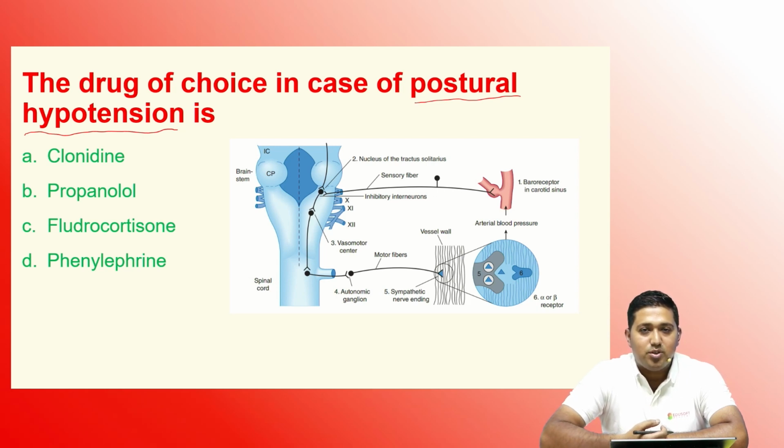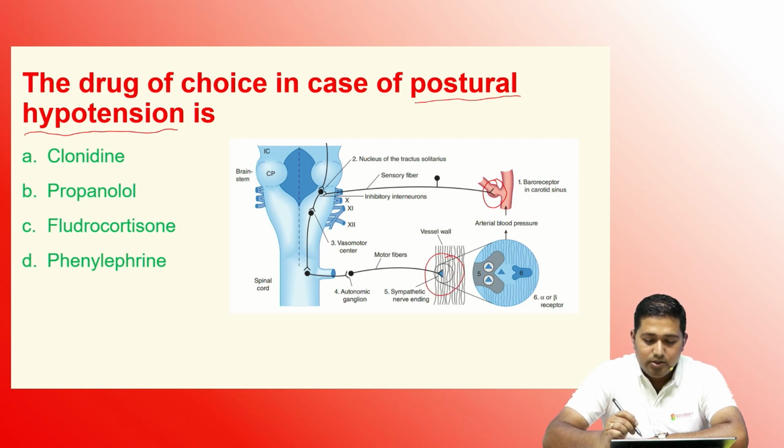Because of the peripheral pooling of blood, the stretch on the baroreceptors is reduced and they need to send impulses to the central nervous system. From there, a sympathetic outflow will constrict the blood vessels and increase the blood pressure. But in postural hypotension, this phenomenon is not occurring. So here you need to either increase the sympathetic discharge or increase the blood flow. There are 2 mechanisms by which you can treat these patients.